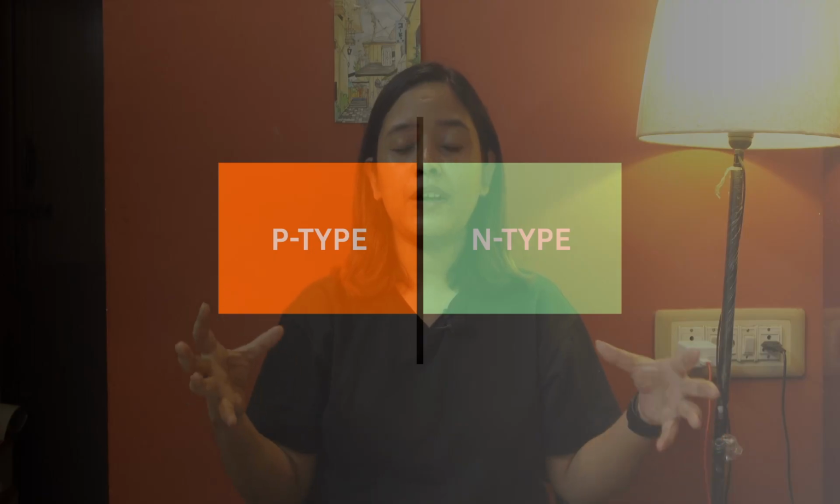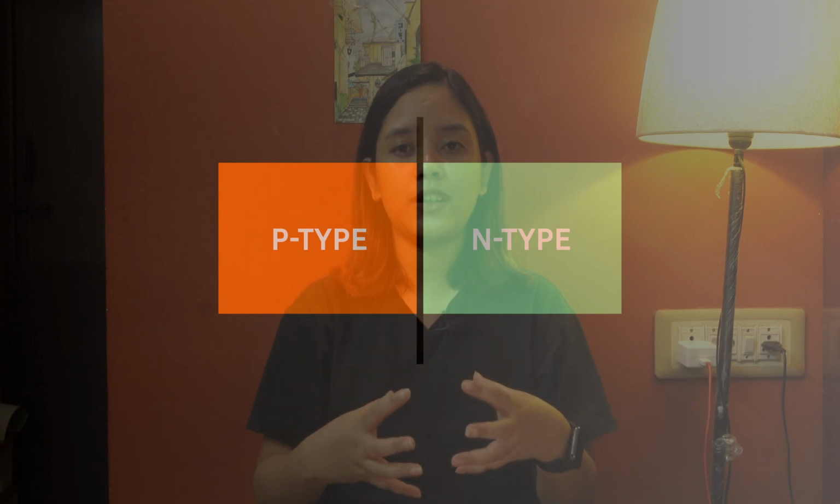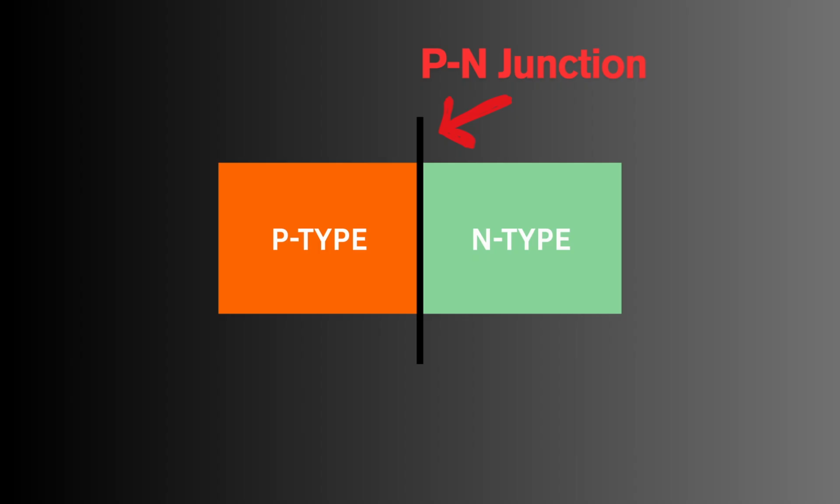Now, separately, these p and n-type semiconductors are pretty much useless. But when we combine them, a special region gets formed in their intersection, and this is called the p-n junction. The p-n junction and its functionality form the basis of most of the semiconductor devices like diodes, transistors, and thyristors. We'll be covering the p-n junction in the next video.